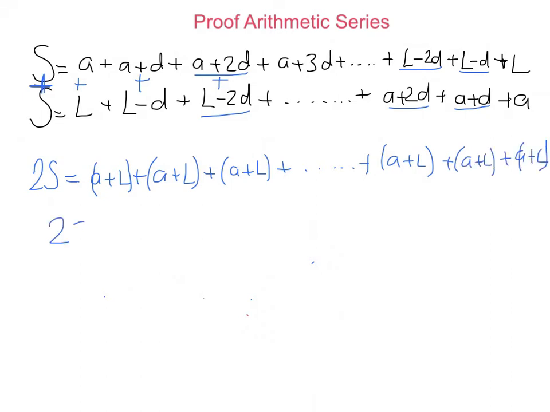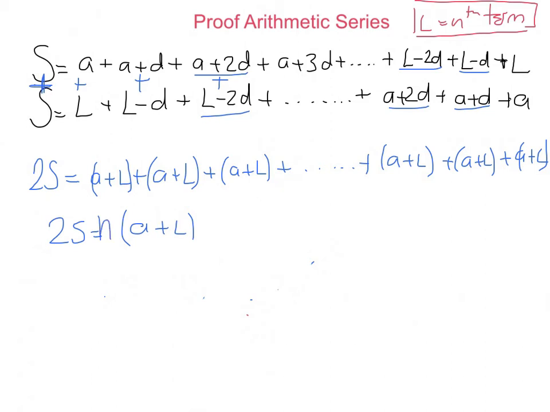So how many a add L's have we actually got here? Well, we've got 1, 2, 3, all the way across to this number here, and that was the nth term. That L was the nth term, the final term if there are n terms altogether. So altogether we've got n of these a plus L's.